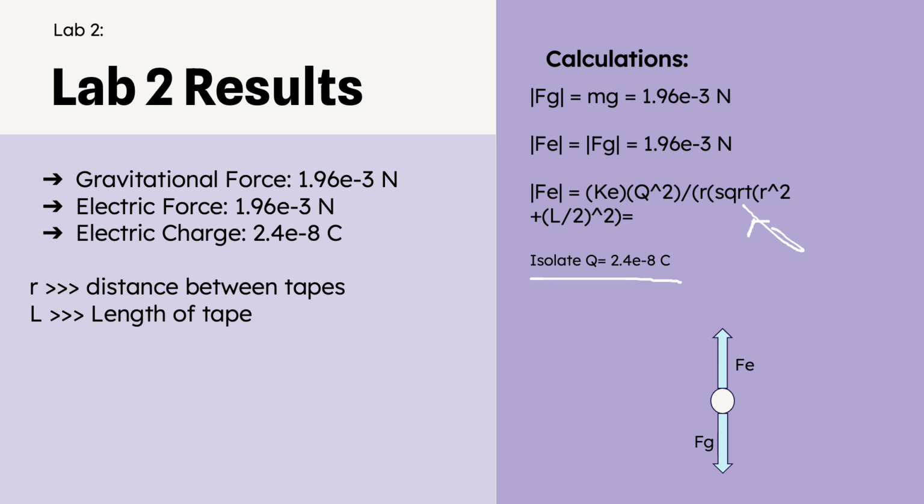So our gravitational force and electric force stayed the same between the two labs. However, we got a larger electric charge per tape. And here you can see R in this formula is the distance between tapes and L is the length of the tape.